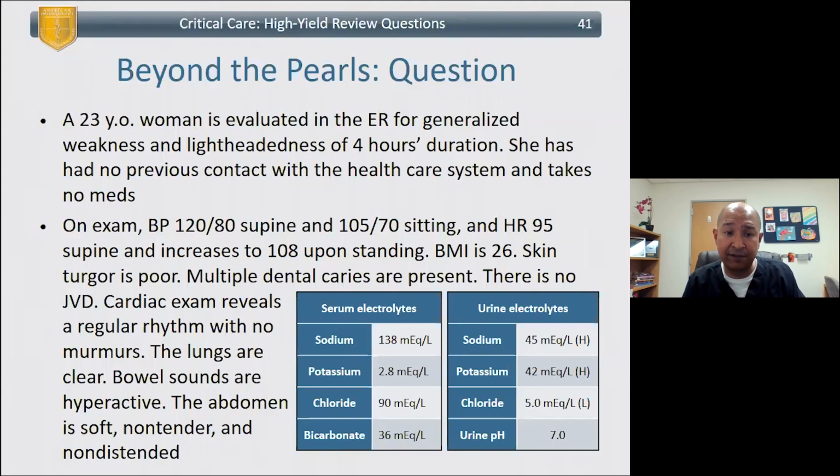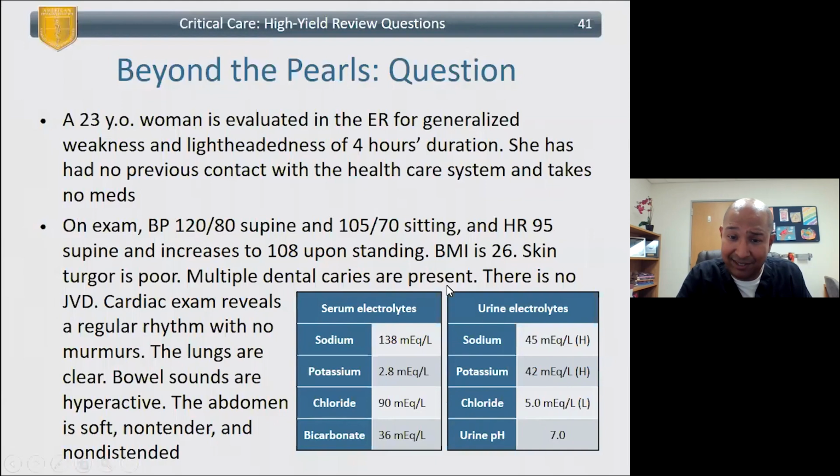Heart rate is 95 supine, increases to 108 upon standing. BMI is 26. Skin turgor is poor, and there are multiple dental caries present. There is no JVD. Cardiac exam reveals a regular rhythm with no murmurs. Lung exam is clear. Bowel sounds are hyperactive, and the abdomen is soft, non-tender, and non-distended.